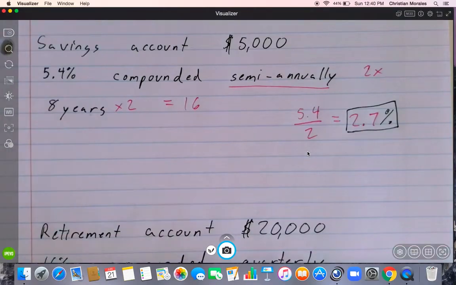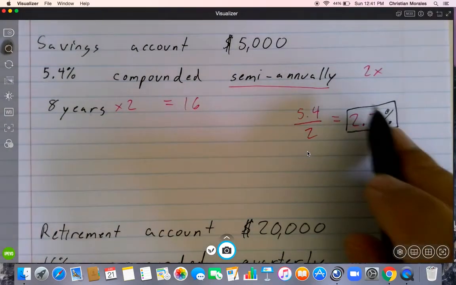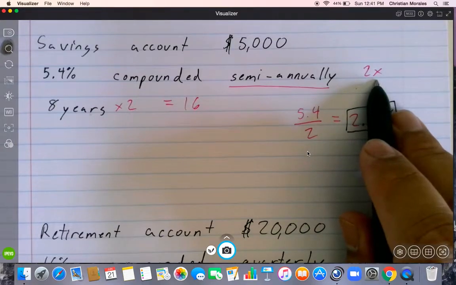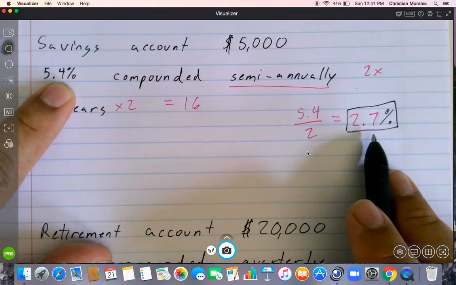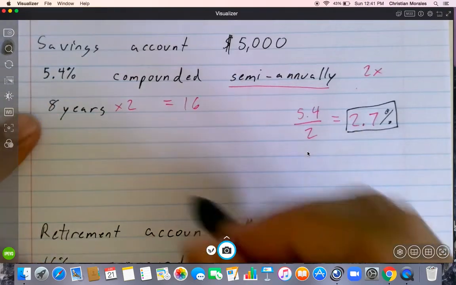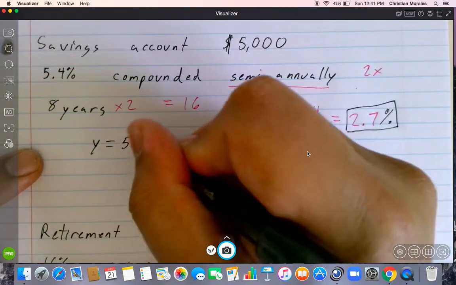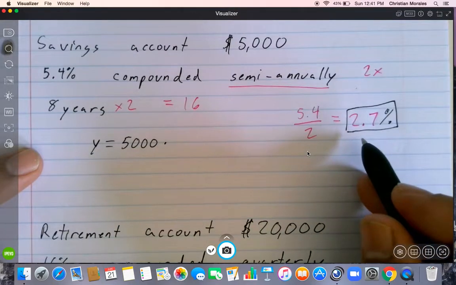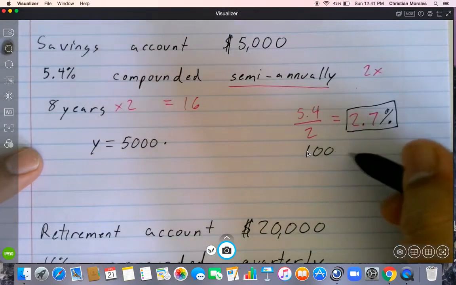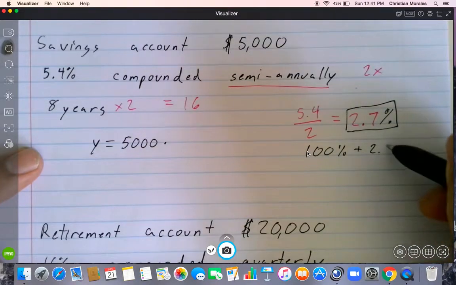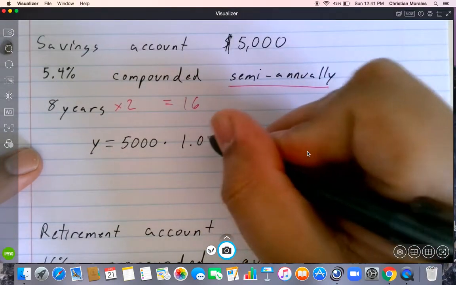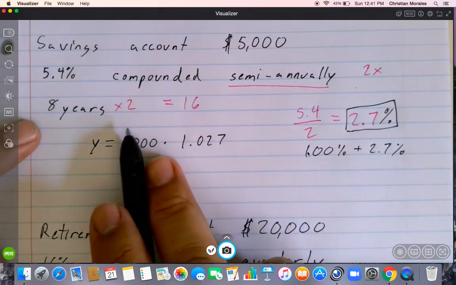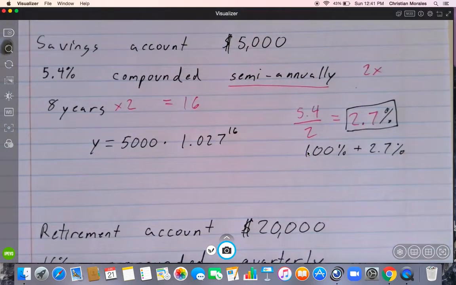So these are things you have to do before you go to your formula. Twice a year, so I'm going to get it 16 times, but you're not going to get 5.4 16 times. You're going to get 2.7 16 times. Okay, now we set up our equation. Y equals 5,000 times. Remember what we have to do? Add your percent to 100, to the x power, not 8, 16.